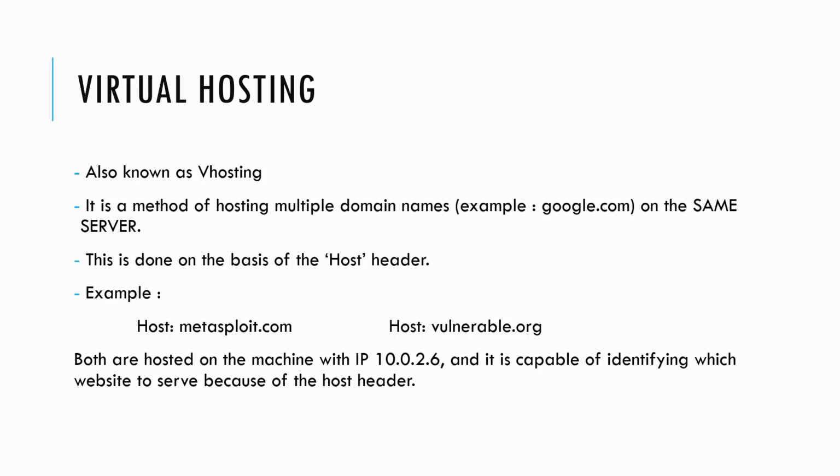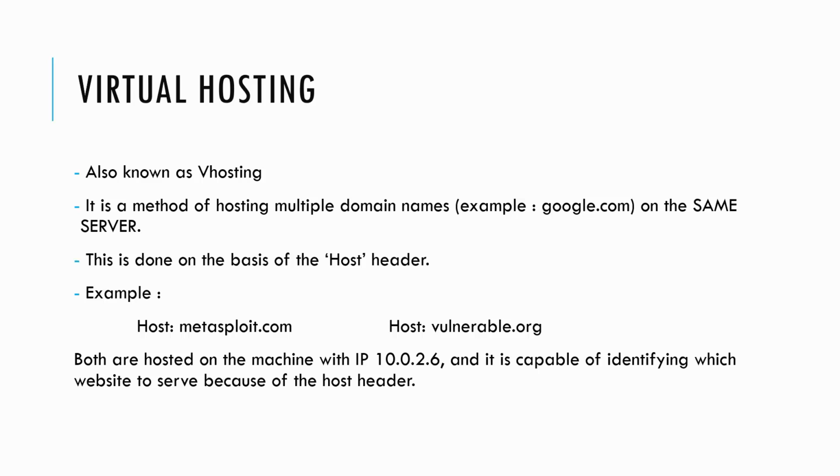Now, to visit any of these websites, using DNS we convert the name into its IP address, which is 10.0.2.6. We connect to this machine at port 80 and we send a GET / request. Now, how does that server know whether we want to visit metasploit.com or vulnerable.org? And this is where the Host header comes in.